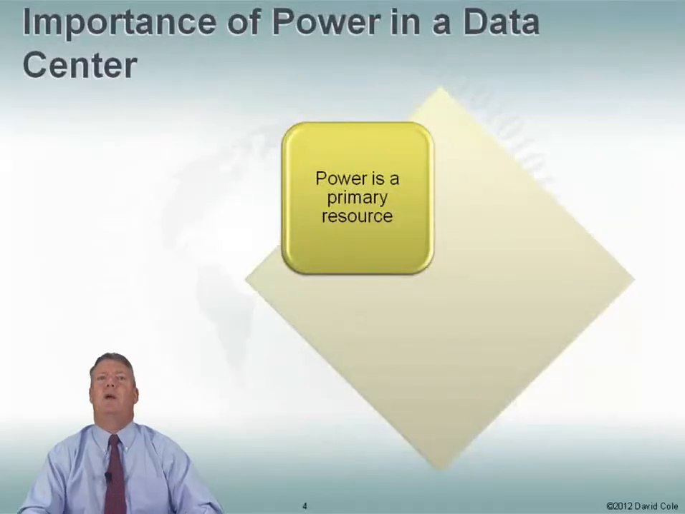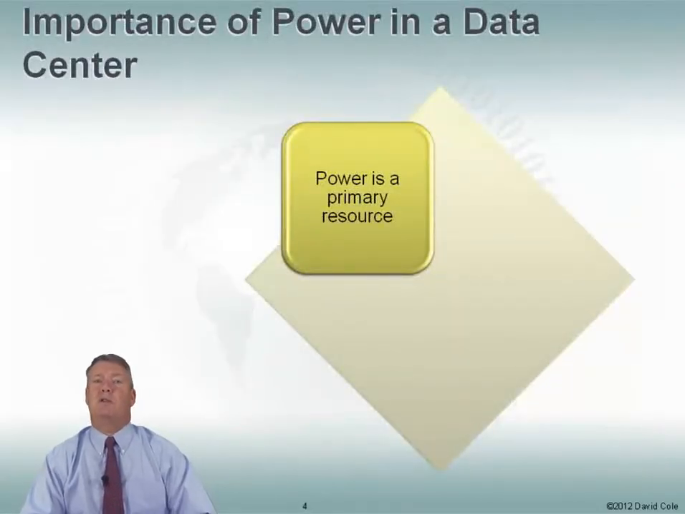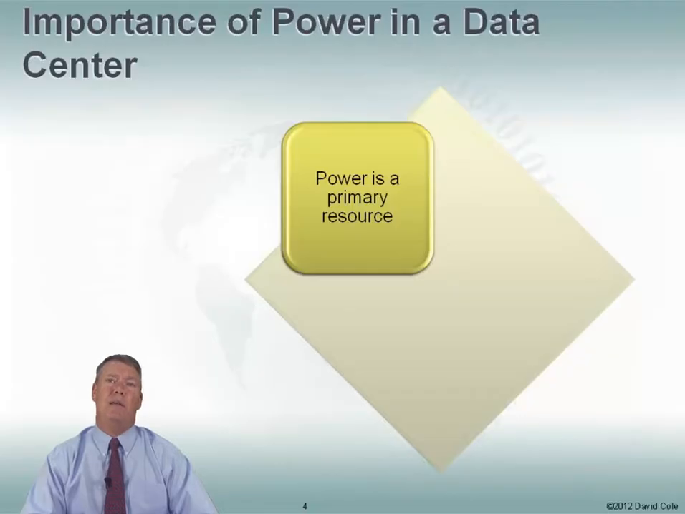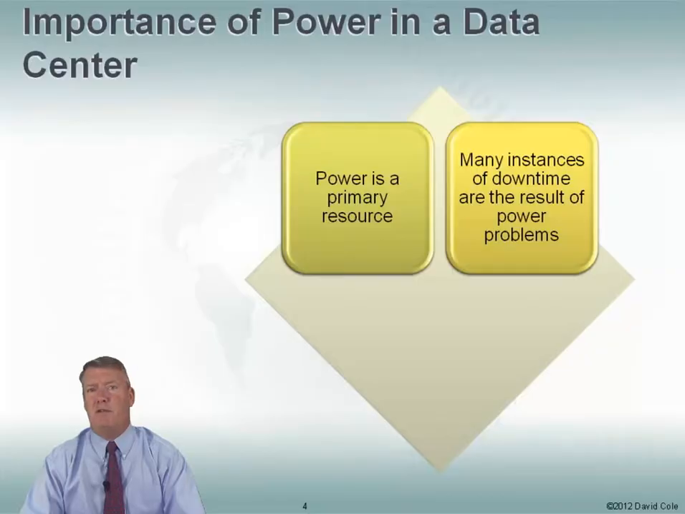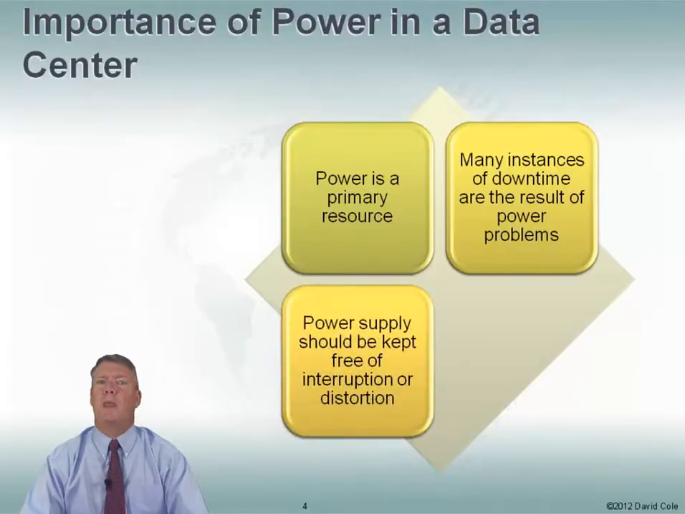Power is a primary resource. Again, space, power, cooling are the big three that we talk about. And when we're looking at designing a data center, power is one of those primary things we look at. Many instances of downtime are the result of power problems. So a server goes down, or an application fails, or something happens. A lot of times those are tracked back to power problems. We want to keep our power free of interruptions or distortions.